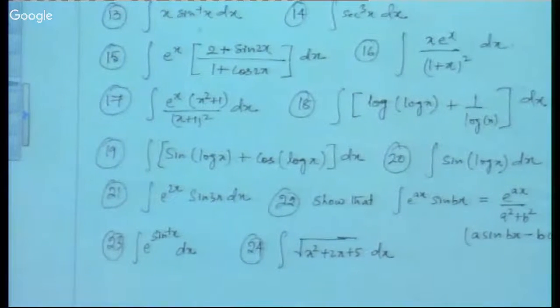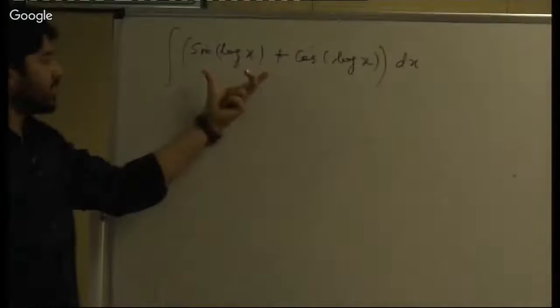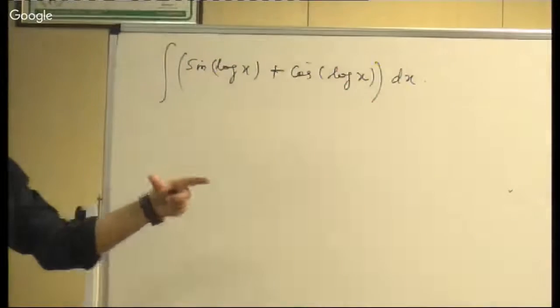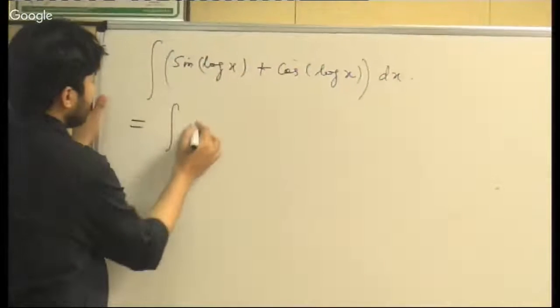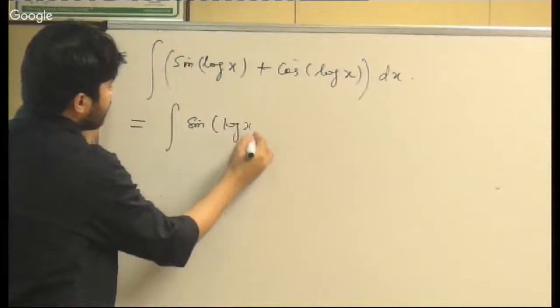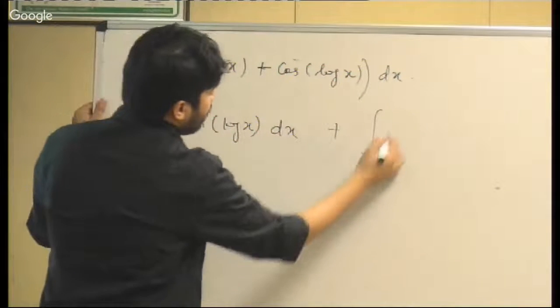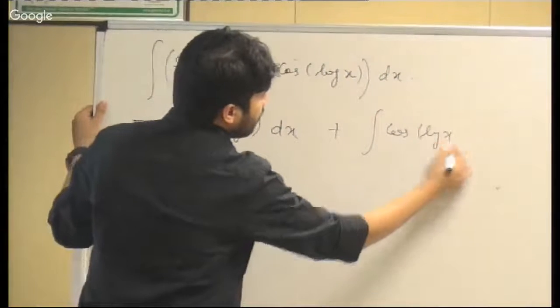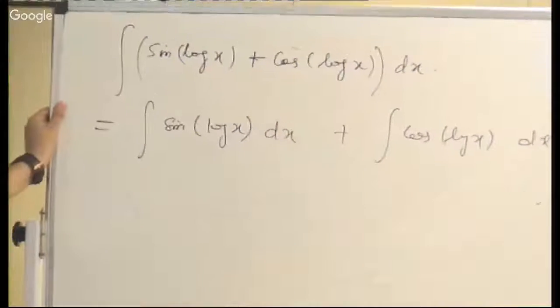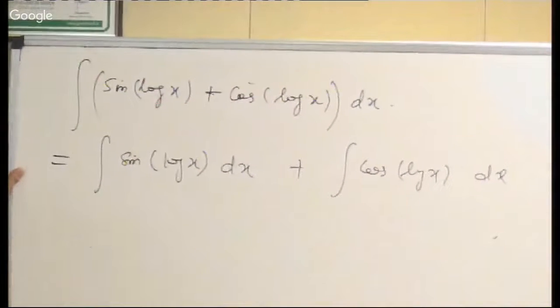The 19th is sine of log x plus cos of log x into dx, right? The integration of a sum is the sum of integration. So I can say sine log x dx plus cos log x dx, right? Any problem? No?